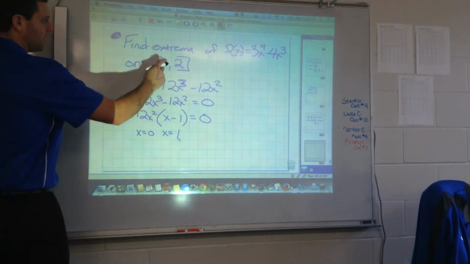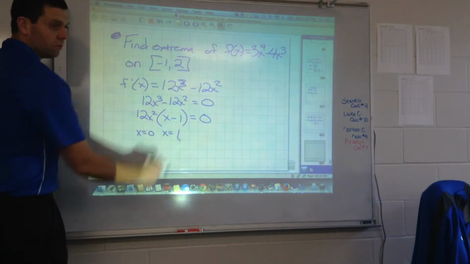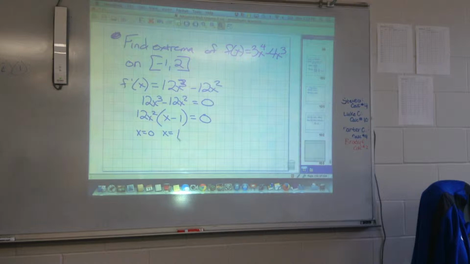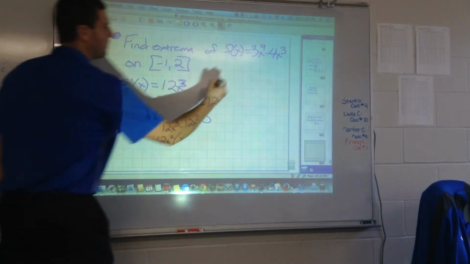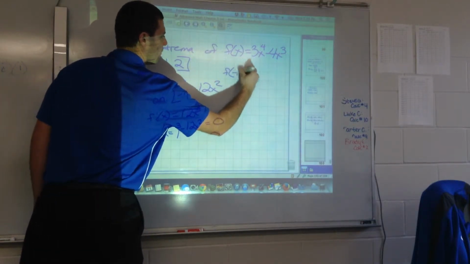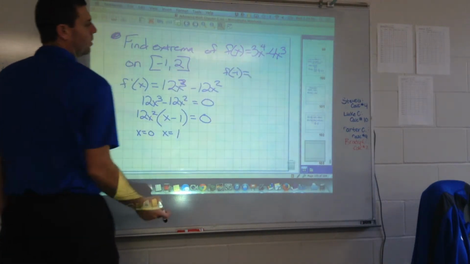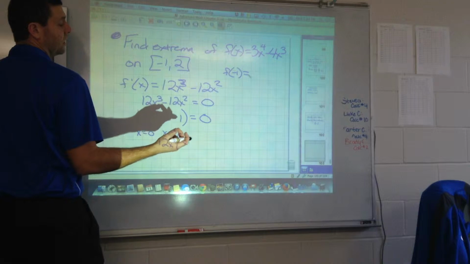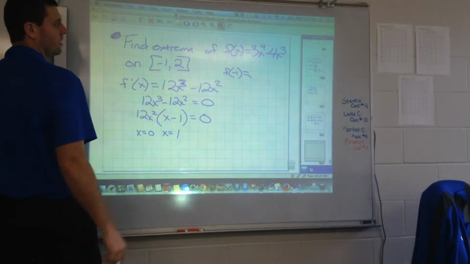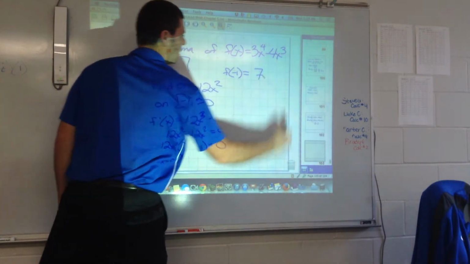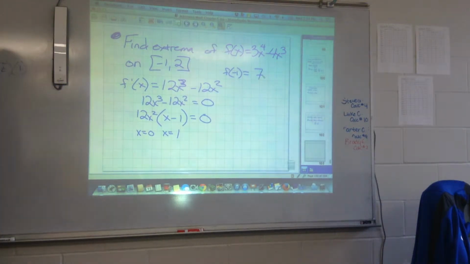So we want to use the endpoints, and we want to use the critical numbers as our x values. All right. So f of -1, there's our first endpoint. That'd be 1 times 3 is 3, plus 4. Would that be 7? Yeah. So f of -1 would be 7.